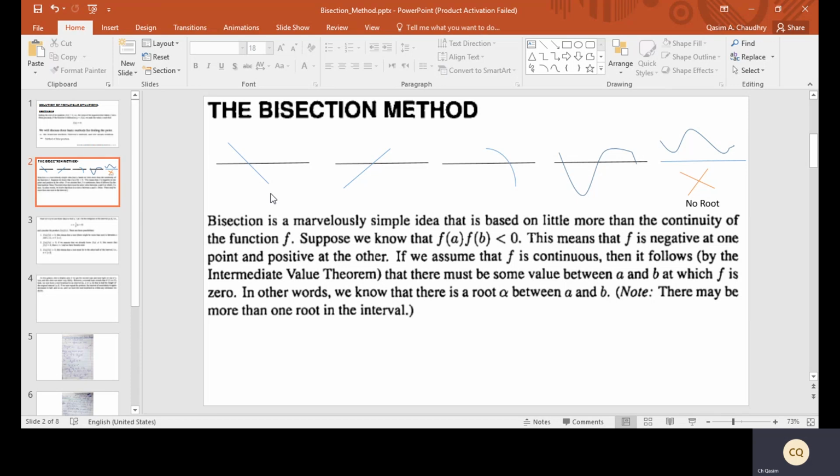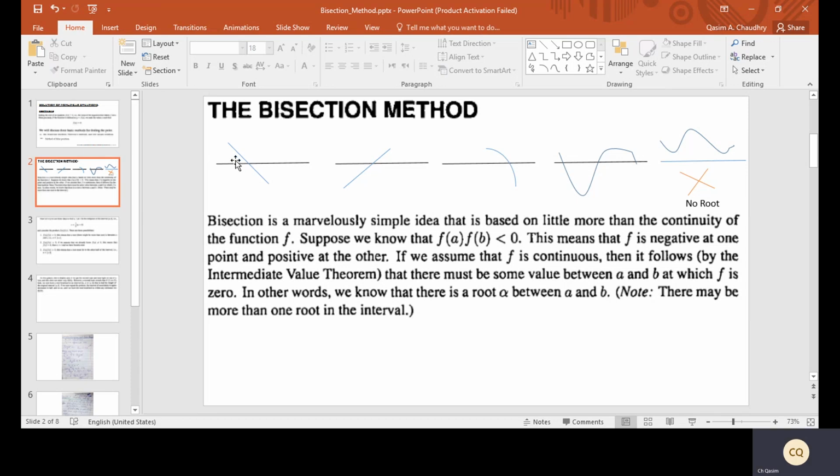So the function is positive at one end, whereas the function is negative at the other end. And students, if we simply multiply these two functional values, then the answer is negative because one is positive and the other is negative.